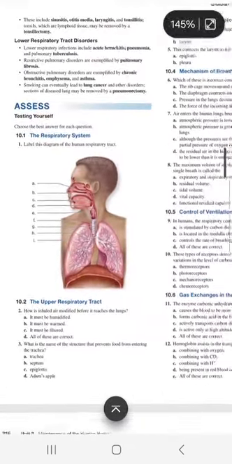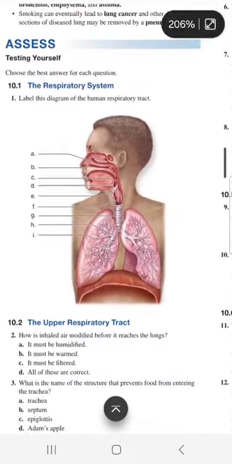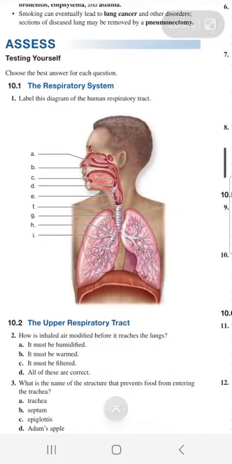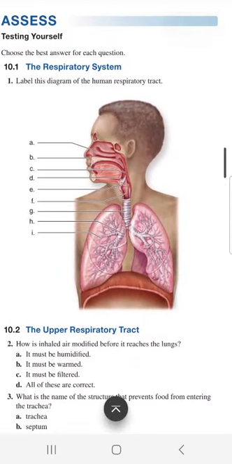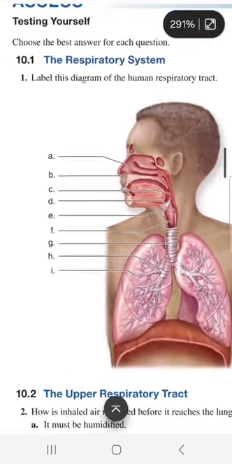Today we'll be solving chapter 10 of Human Biology, Sylvia S. Mader, the 14th edition. This chapter is about the respiratory system. Question number 1 is label this diagram of the human respiratory tract.